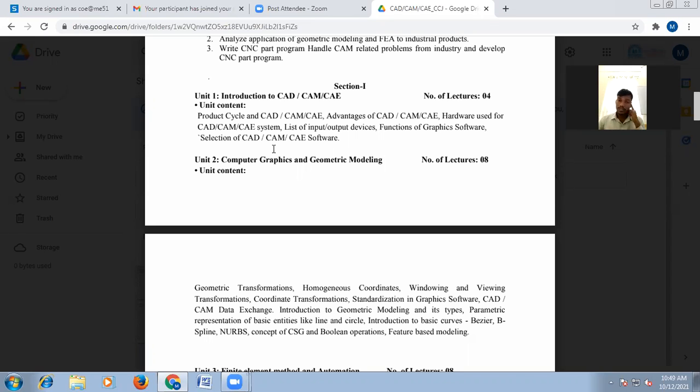Okay, so this is the important part, the list of the input and output devices. Then second is the functions of the graphics software. Basically you might know the term graphics.